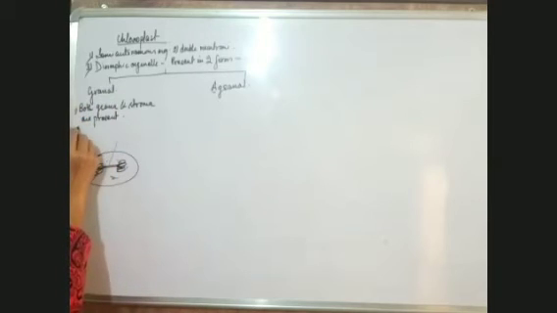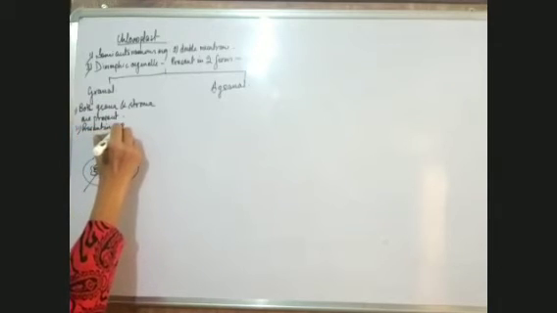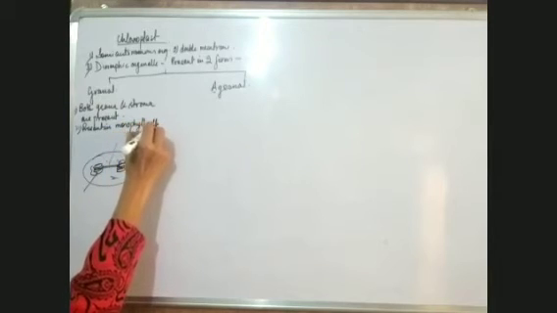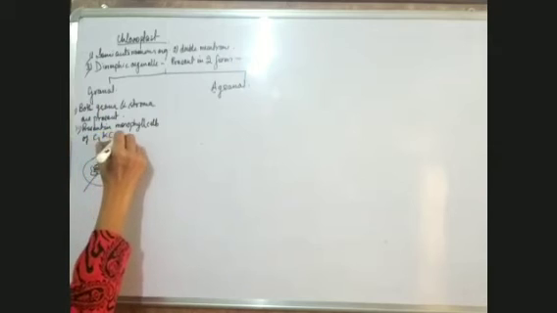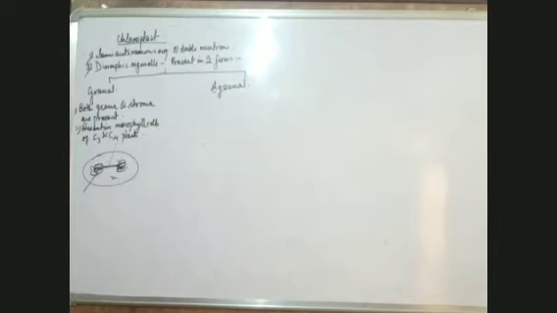Where is it present? It is present in mesophyll cells of C3 and C4 plants.